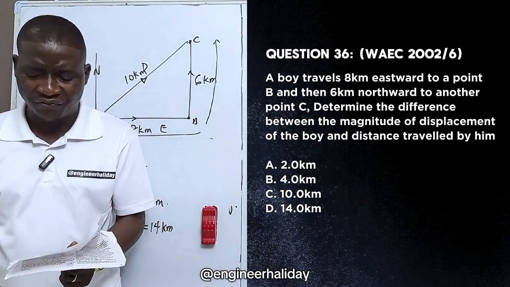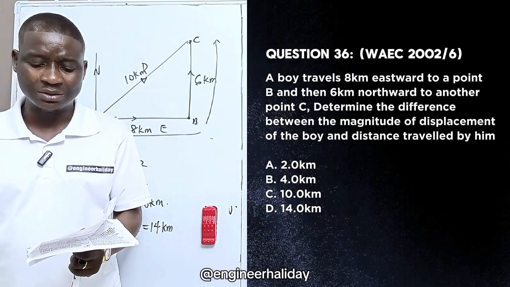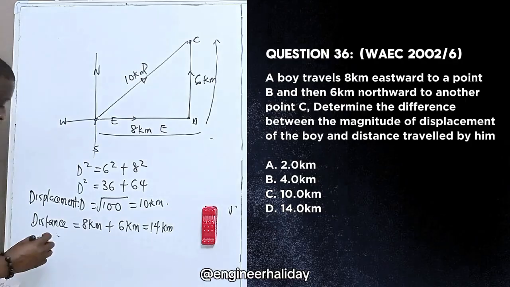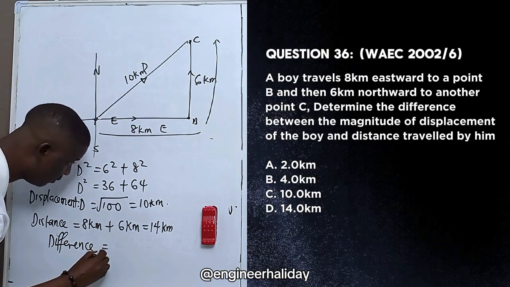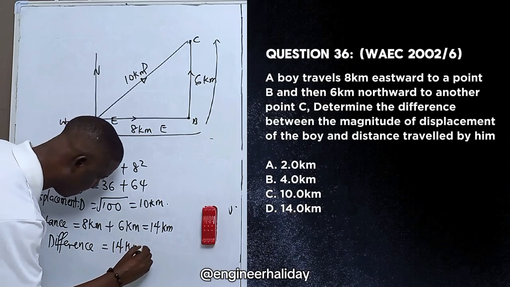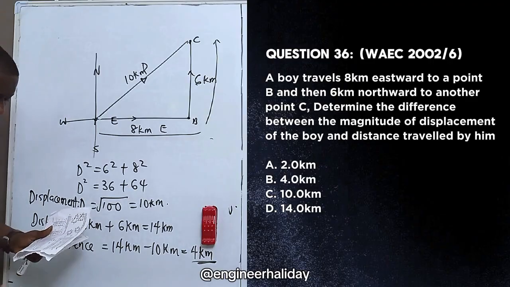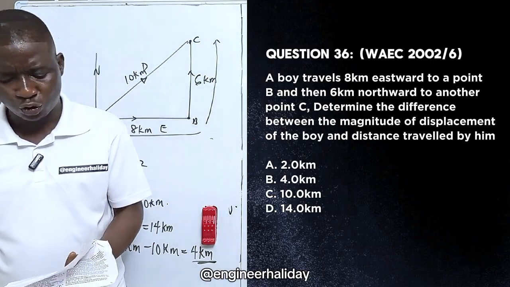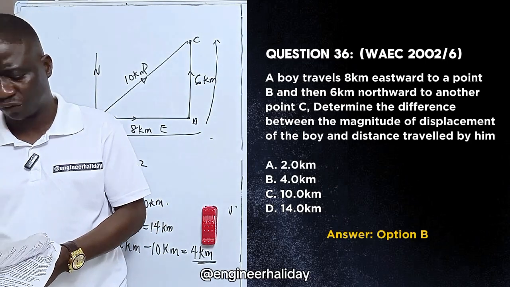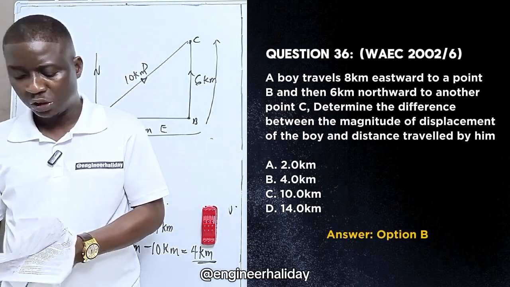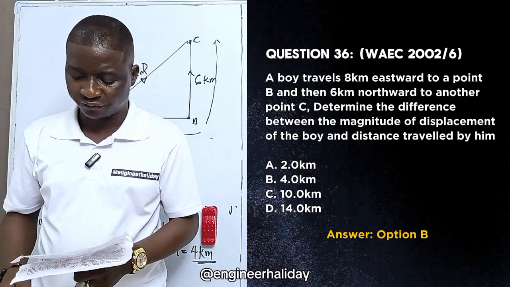But what they are asking us is the difference between the magnitude of displacement of the boy and the distance traveled by the boy. The difference will now be what? Difference will equal to what? 14 kilometer minus 10 kilometer. We therefore have what? 4 kilometer as our answer. Option A says 2 kilometer, B 4 kilometer, C 10 kilometer, and D 14 kilometer. So the correct option for that particular question is 4 kilometer. The correct option is 4 kilometer.